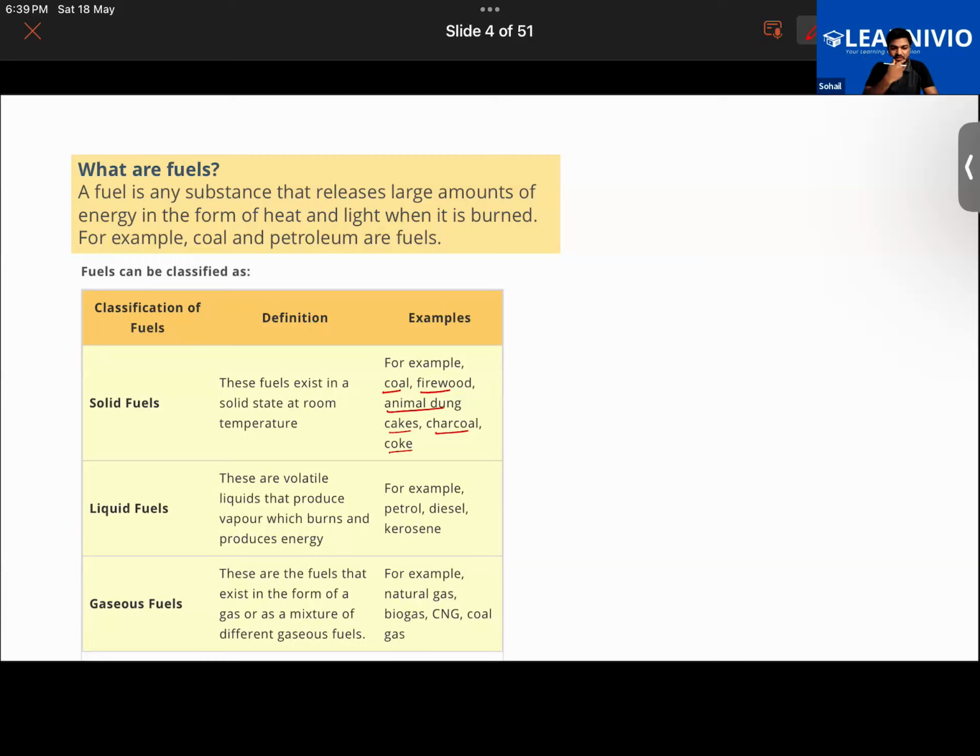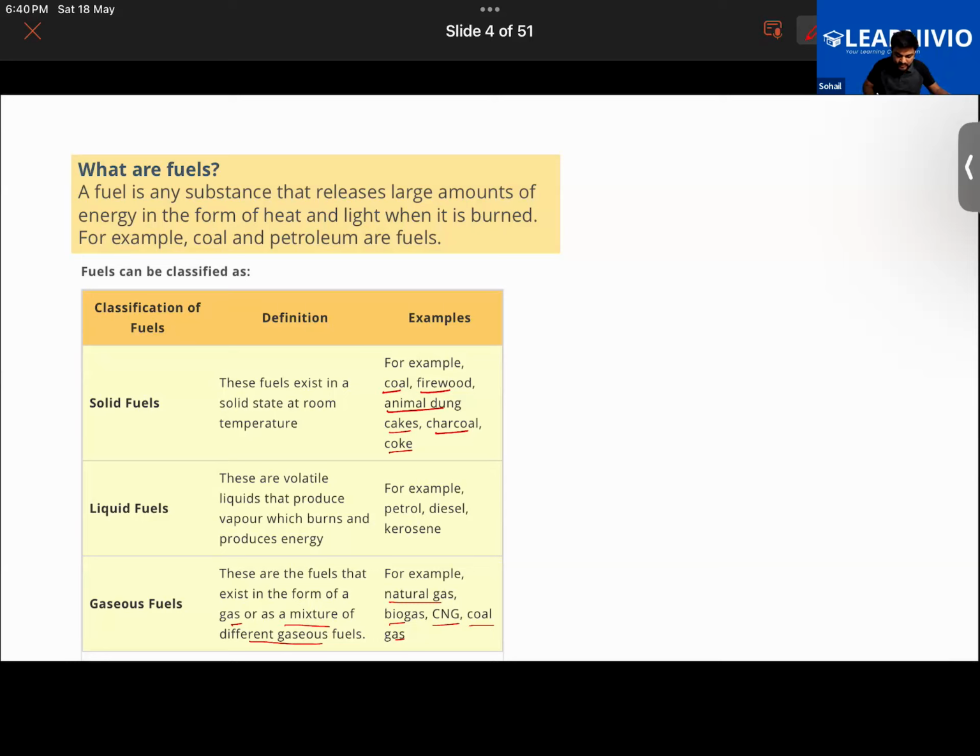Then gaseous fuels are also there. You have examples such as natural gas, biogas, compressed natural gas, coal gas, etc. These are fuels that exist in the form of a gas or a mixture of different gaseous fuels. For example, compressed natural gas is a mixture of different types of gases. Getting it, guys? Biogas also has a different composition. Getting my point? So gases like biogas and natural gas are mixtures of gases.